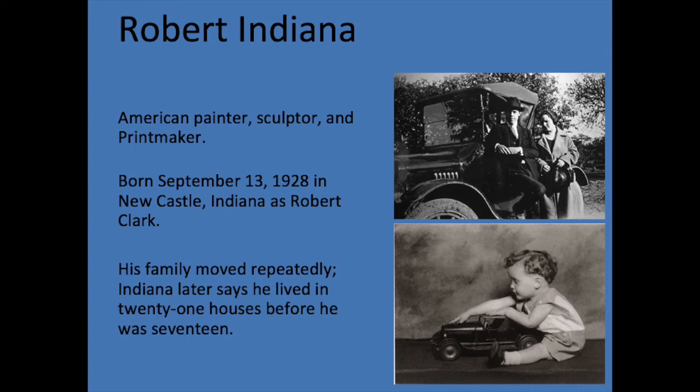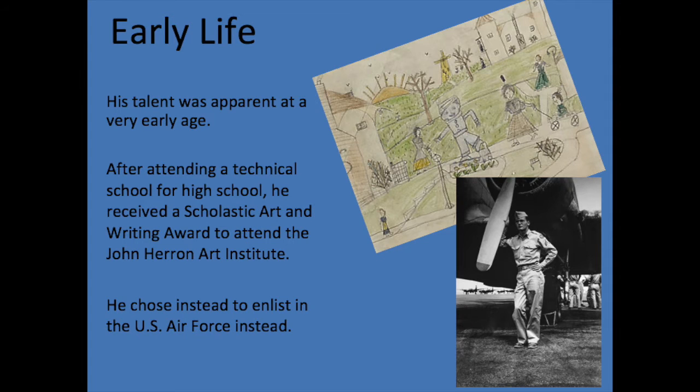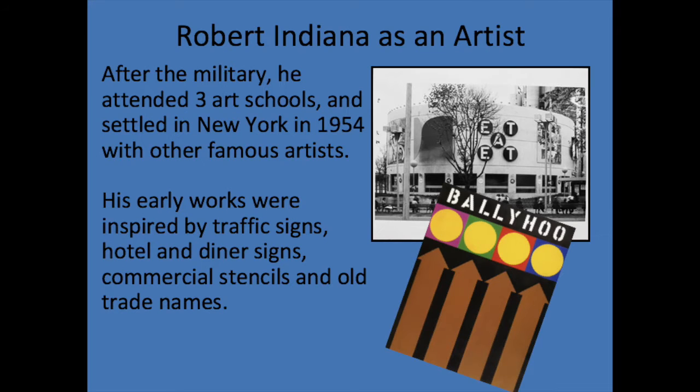His family moved repeatedly, and he says that he once had lived in 21 different houses before he was even 17. His talent for art was apparent at a very young age, and after attending a technical high school, he was given a scholarship to attend an art institute, but instead of going, he chose to enlist in the Air Force. After being in the military, he attended 3 art schools and finally settled in New York in 1954. His early artwork was inspired by things that he saw in the city, like traffic lights, hotels, diner signs, commercial stencils, and things like that.